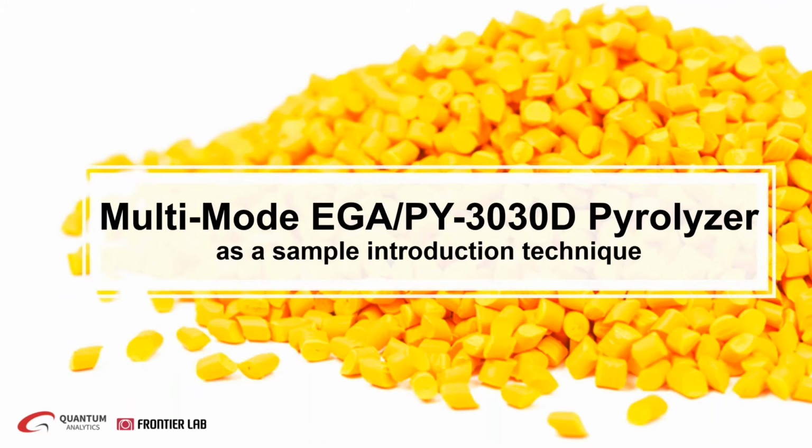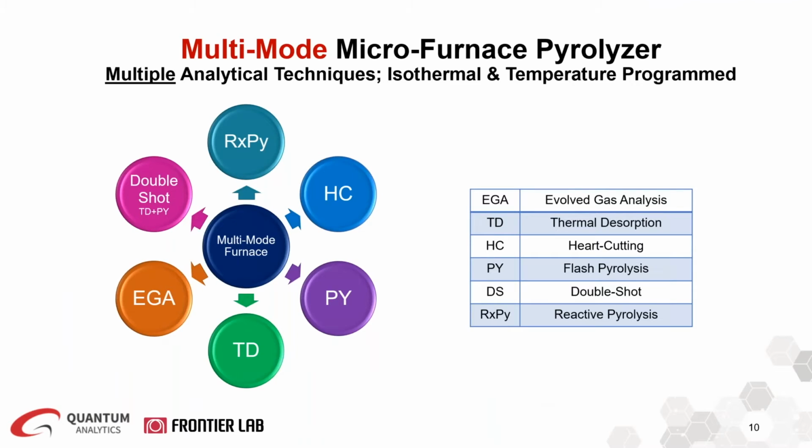Now let's discuss how the multi-mode EGA Pi-3030D is used as a sample introduction to expand your GCMS system capabilities. Using the multi-mode pyrolyzer, multiple analyses can be performed on a single sample. The furnace can be used for multiple isothermal and temperature program modes in addition to flash pyrolysis, such as evolved gas analysis, thermal desorption, hard cutting or thermal slicing, and reactive pyrolysis.